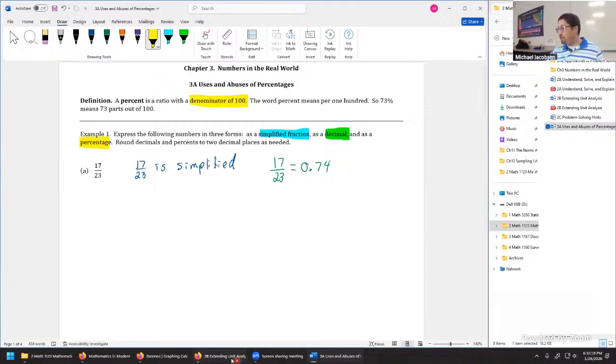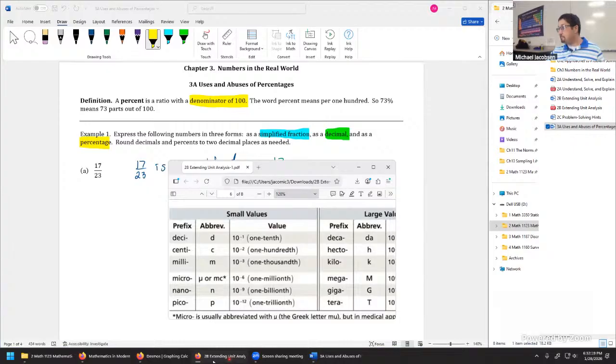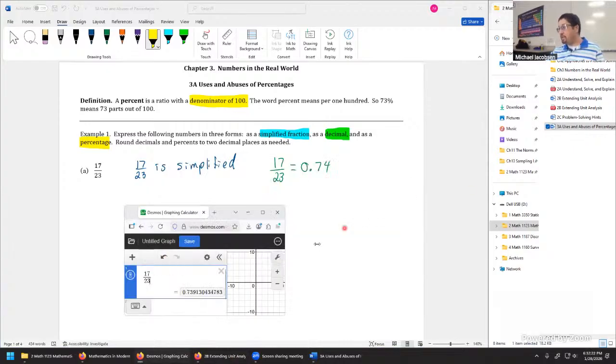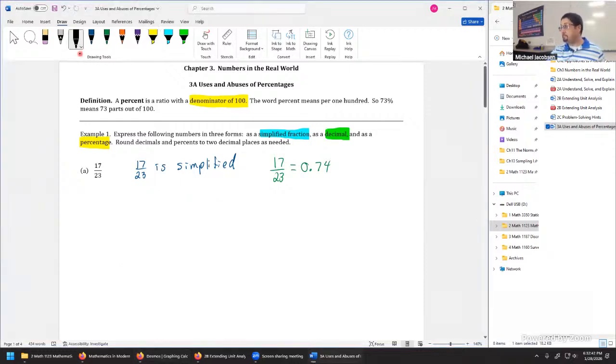This one would be another fast calculator problem. So take 17/23. Here it is as a decimal number. If you go times 100, you'll get 73.91, and that's our percentage. We're rounding this one to 2 decimal places, so it's 73.91 as a rounded percentage.